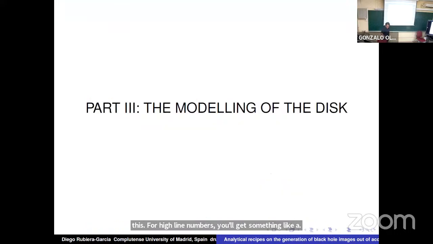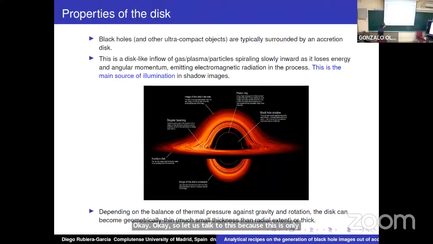Okay, so let us go to the disk, because this is only geometry, nothing else. But now we need to make the disk.